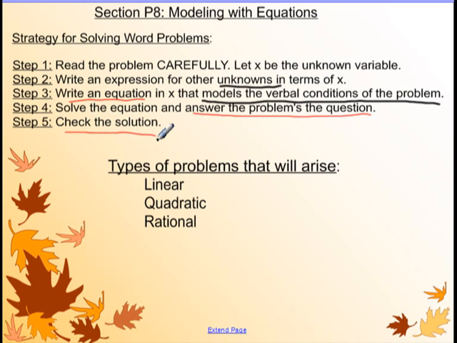What you're going to see coming up are situations that are sometimes linear, sometimes quadratic, and sometimes rational. And those are the types that we're going to focus on here in this little mini unit. So let's look at an example.